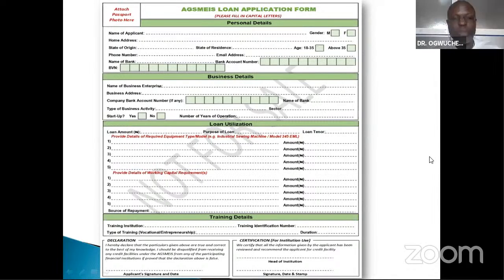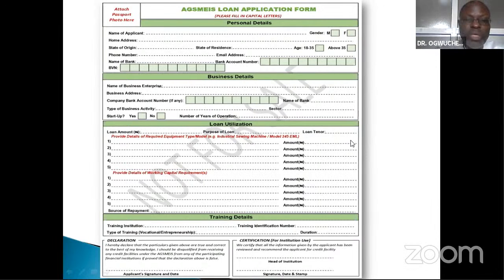All right. So on the loan utilization section, we have the loan amount, purpose of loan, then the loan tenure. For the loan amount, you wait until you complete the required equipment and required details of working capital. When you have the total, that's when you'll be able to give the loan amount. For the purpose of the loan, if it's a startup, you indicate the purpose of the loan is to start a business. But if it's an existing business, you indicate it is for expansion of business. Loan tenure, of course, is 7 years, or if you want it earlier, 5 years. You can indicate that.